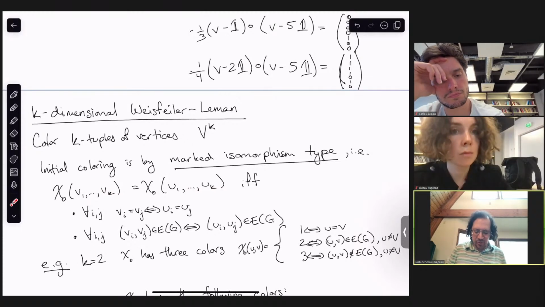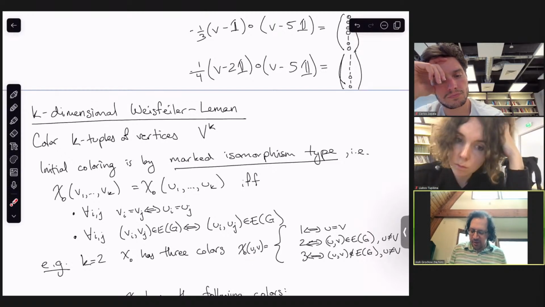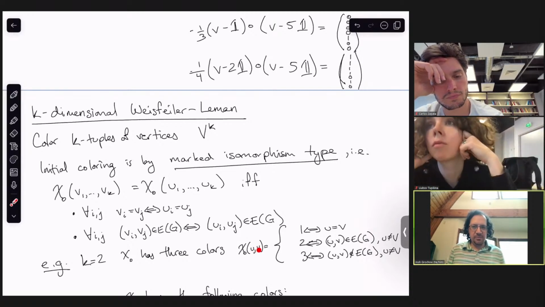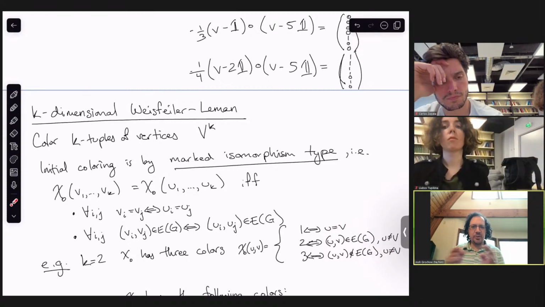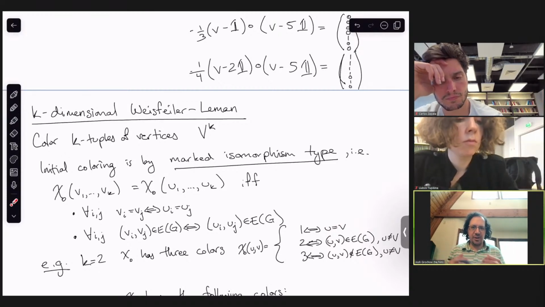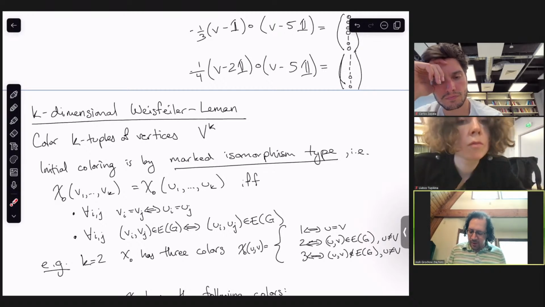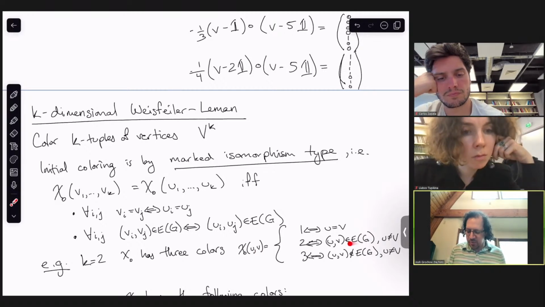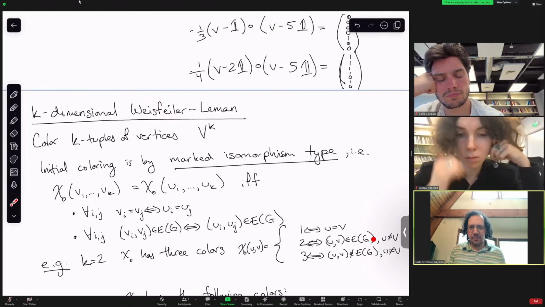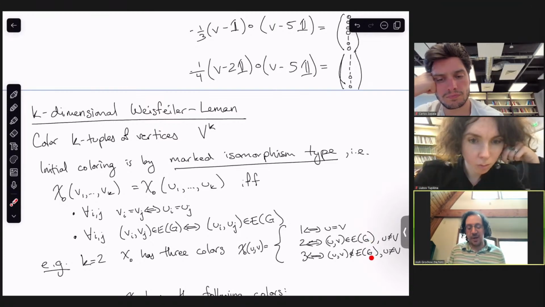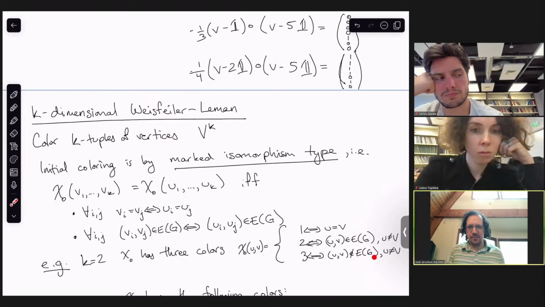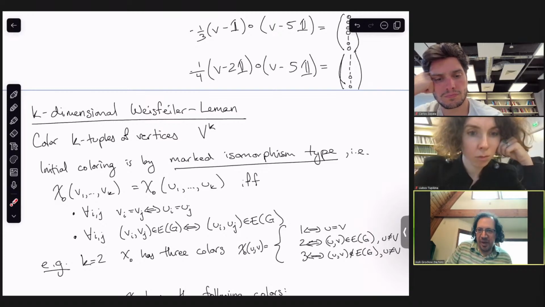So when k is two-dimensional Weisfeiler-Leman, the initial coloring has 3 colors. So the colors of pairs: one color is when u equals v. So that's like this first condition, if the two vertices are the same, those pairs all start out with the same color, and that color is different than other pairs. Another color is the pairs which correspond to edges in your graph. And the third color is the pairs which correspond to non-edges in your graph. Okay, so that's our initial coloring of pairs.